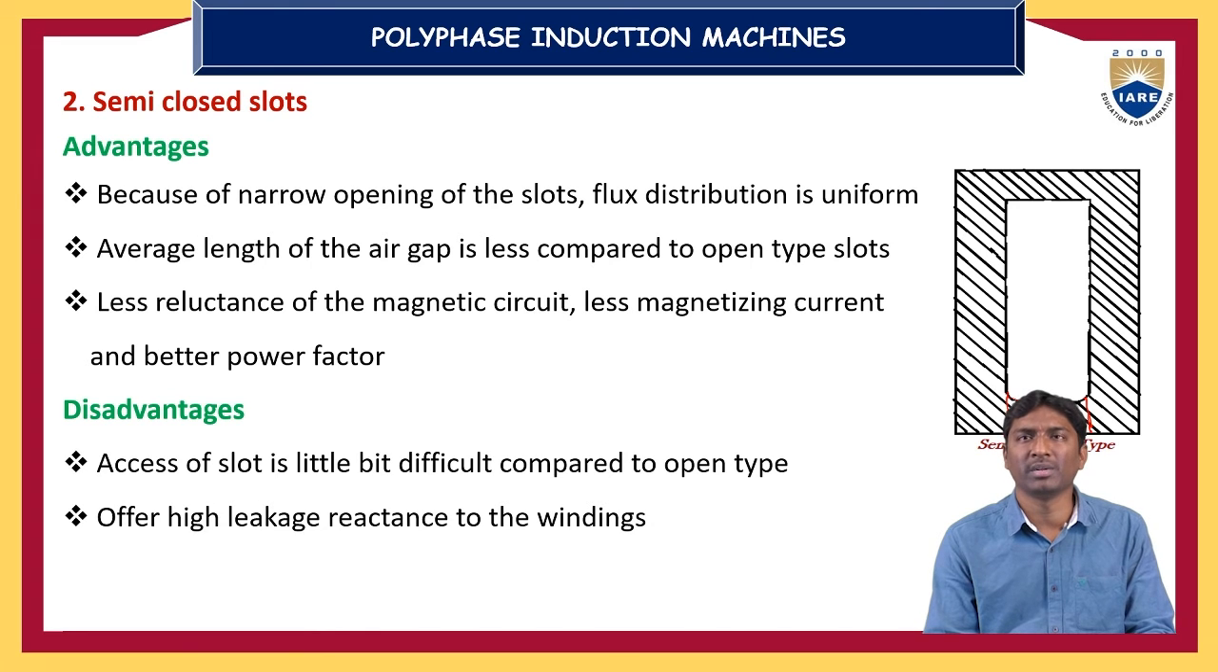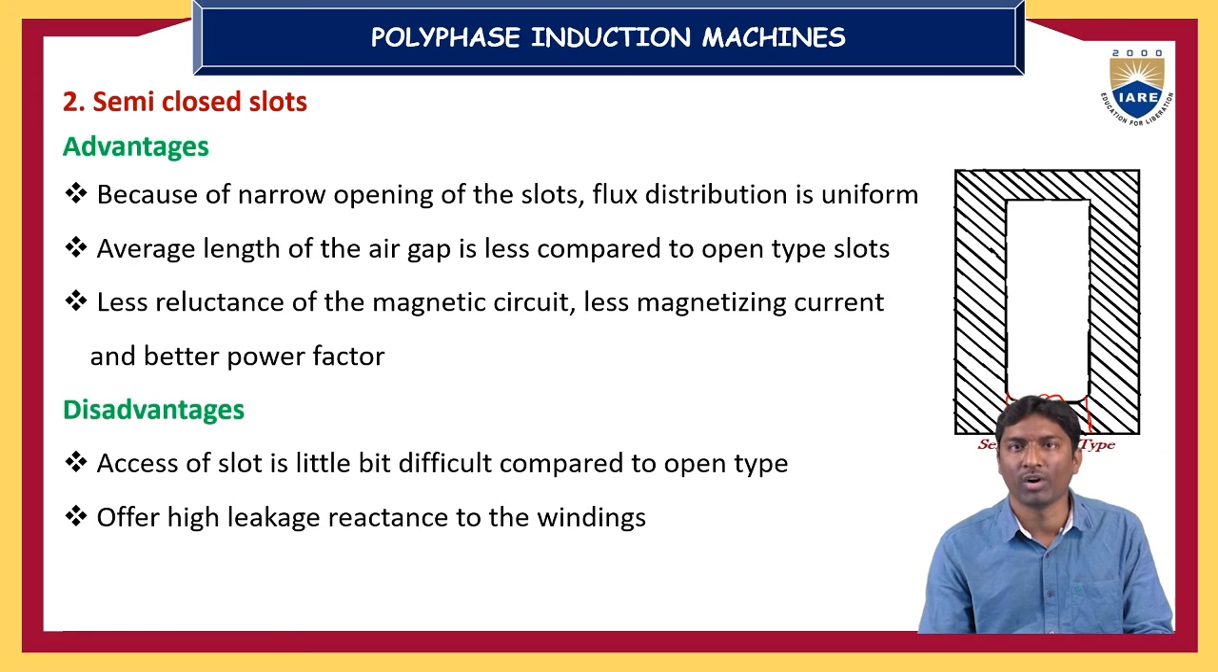We have some advantages, because of this narrow air gap or narrow opening of the slots, the flux distribution will be uniform in case of the semi-closed slots. Due to this narrow opening slot, the flux distribution is uniform, and the average length of the air gap is less compared to the open type slots. Also there is less reluctance of the magnetic circuit, less magnetizing current and a better power factor compared to the open type of slots.